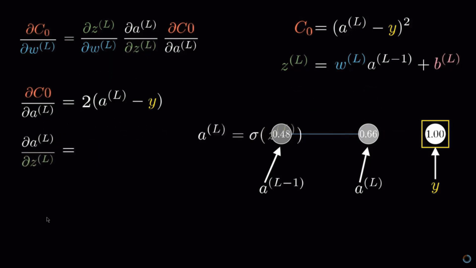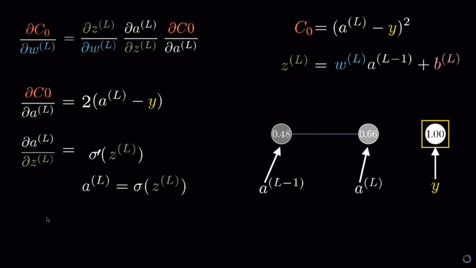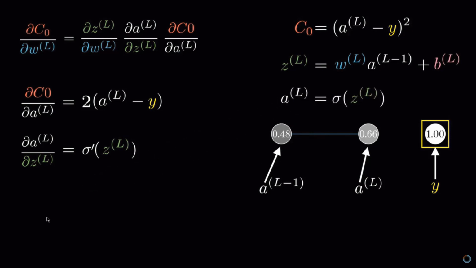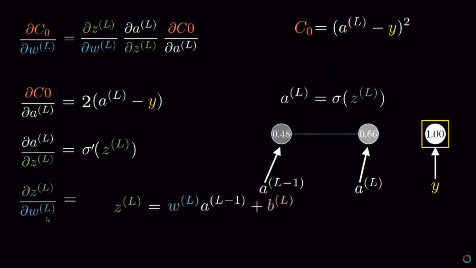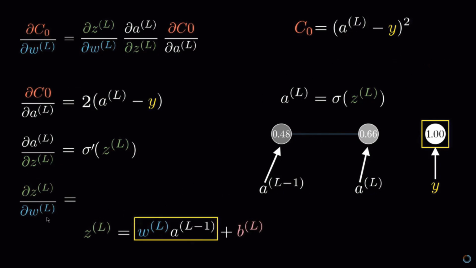The derivative of A^L with respect to Z^L is just the derivative of our sigmoid function, or whatever nonlinearity you choose to use. And the derivative of Z^L with respect to W^L, in this case, comes out just to be A^(L-1).